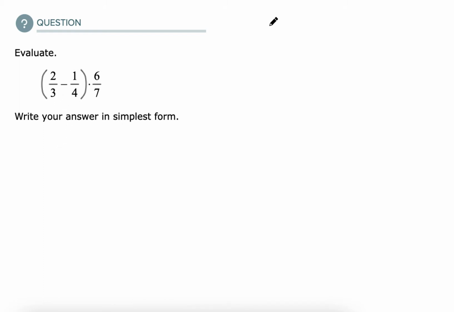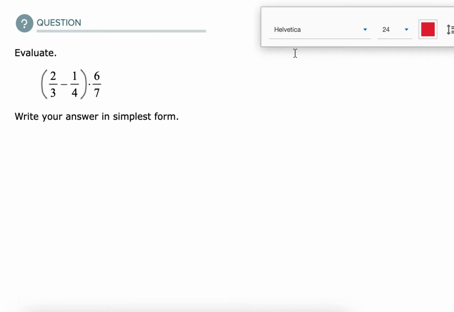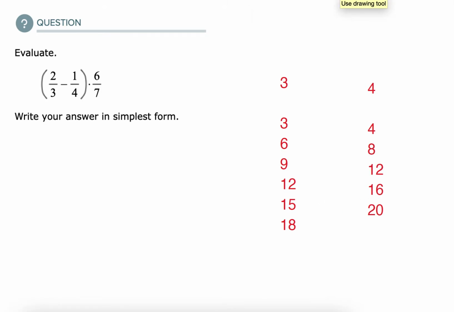And if you list out the multiples of 3 and the multiples of 4, 3 has 3, 6, 9, 12, 15. These are all the multiples of 3. And if you list out the multiples of 4, we got 4, 8, 12, 16, 20, just adding it to itself. They both have 12 as a match, so that means 12 is going to be the least common denominator.